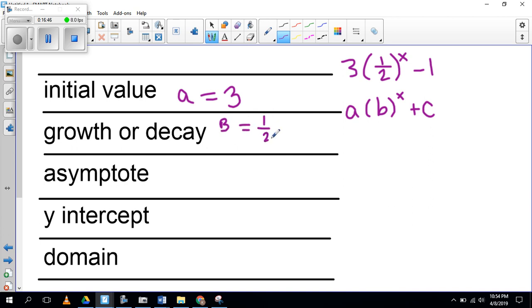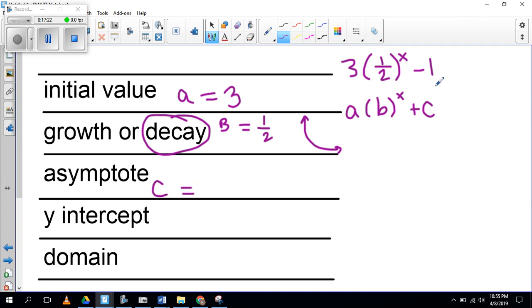So remember, if it's greater than 1, it grows. If it's between 0 and 1, it decays. So 1/2 is clearly, most times you get a decimal, just go ahead and say it's going to be decay or a fraction. So unless it's a mixed number. But if it's a fraction, small fraction, like 1/2, 1/4, whatever, it's going to be decay. So that means my graph is going to look like this. And it would help you to kind of go ahead and do this to let you know how it should look. Okay, your asymptote is your C value.